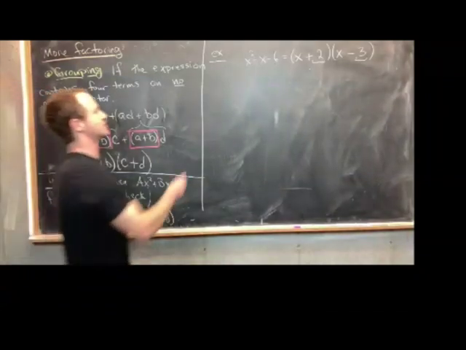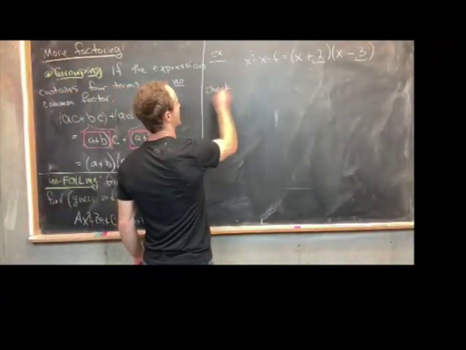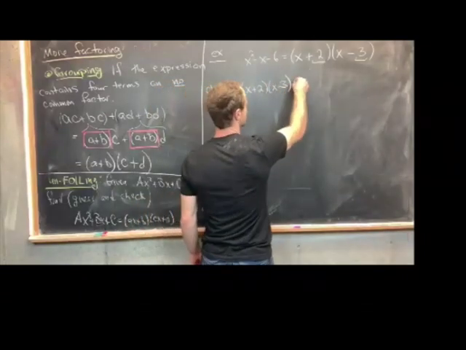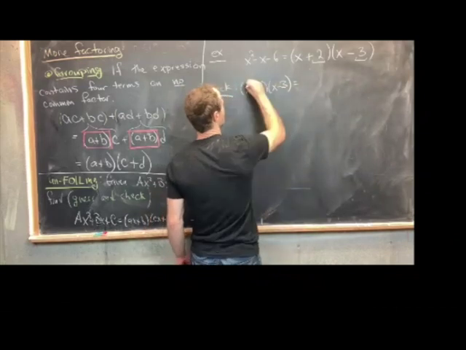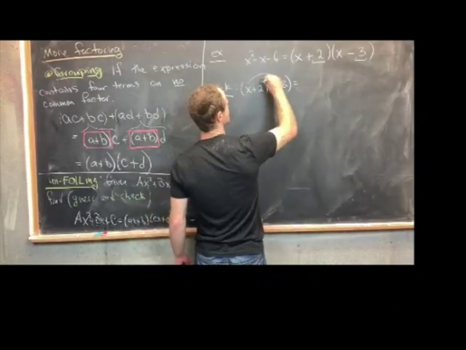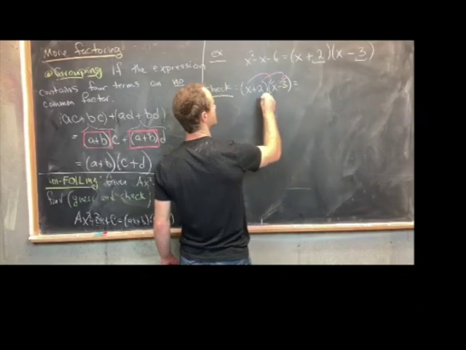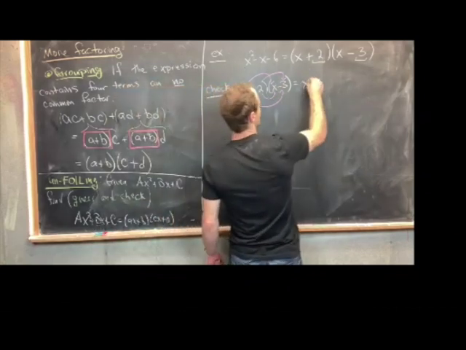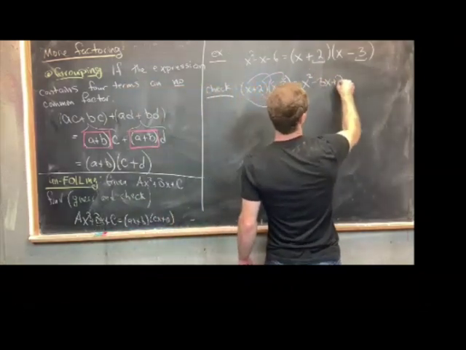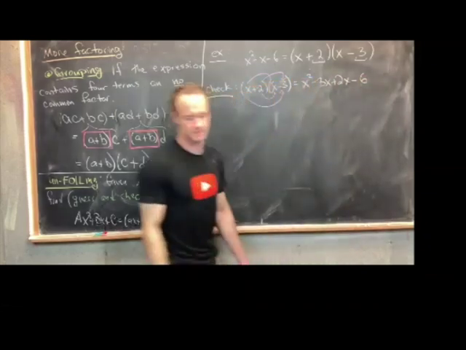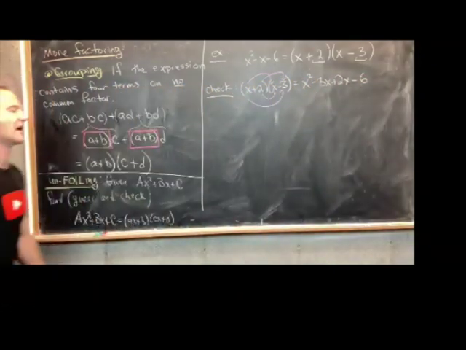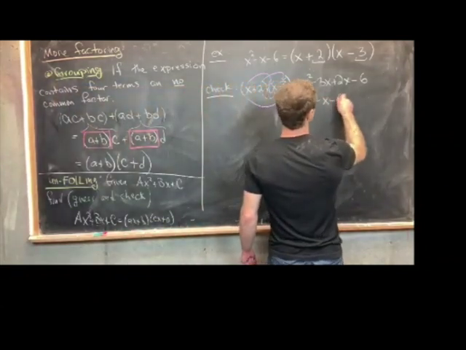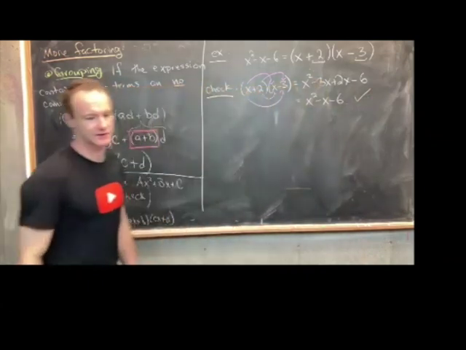Now let's go ahead and check to make sure that works just by FOILing it out. So we've got x plus 2 times x minus 3. If we FOIL that out, the x multiplies the x, the 2 multiplies the -3, and so on. That's going to give us x squared minus 3x plus 2x minus 6. After combining like terms, we get x squared minus x minus 6, which is exactly what we wanted to get. So it worked.